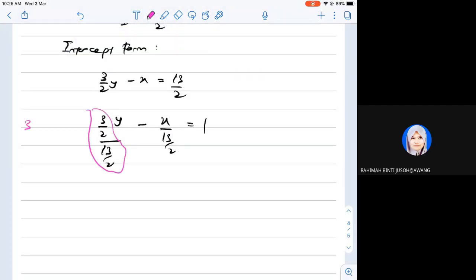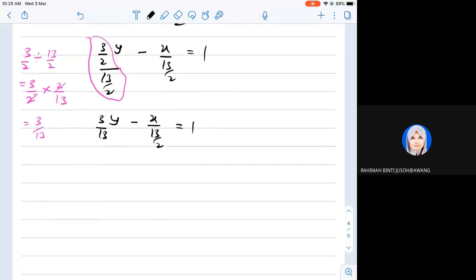Okay, so 3 over 2 divide by 13 over 2 is equivalent to 3 over 2 multiply by 2 over 13, isn't it? So 2 ni boleh cancel and it becomes 3/13. So dia akan jadi y/3, dia akan jadi 3/13y minus x/13/2 equals to 1.